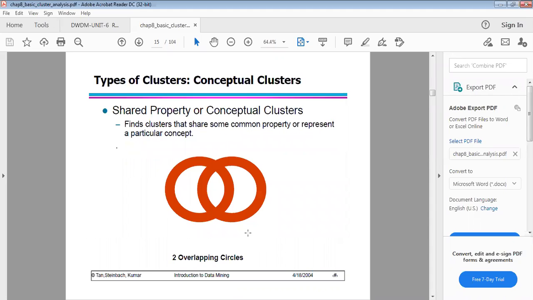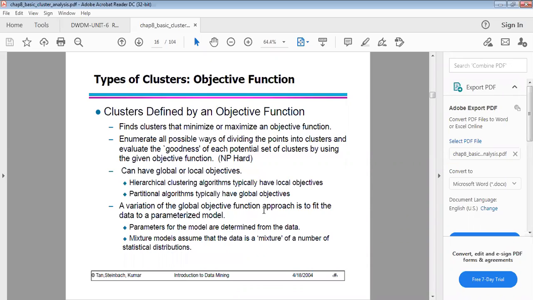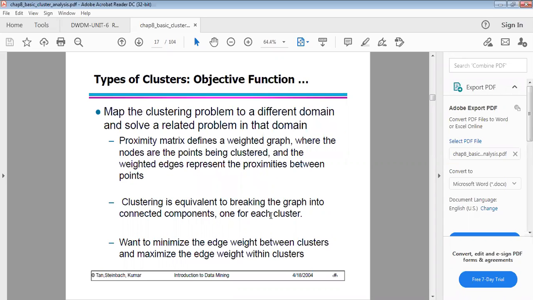And the last one is the shared property clusters or conceptual clusters. Here the clusters overlap. That type of clusters are called shared property clusters or conceptual clusters. Here clusters are defined by an objective function. The NP-hard problems are mainly represented with these clusters, where you minimize or maximize objective functions to find the cluster. That type of clusters are defined by the objective function. This is regarding the different types of clusters.